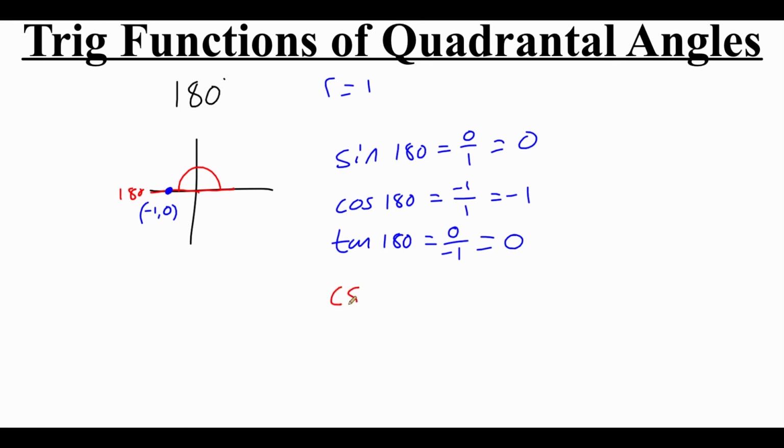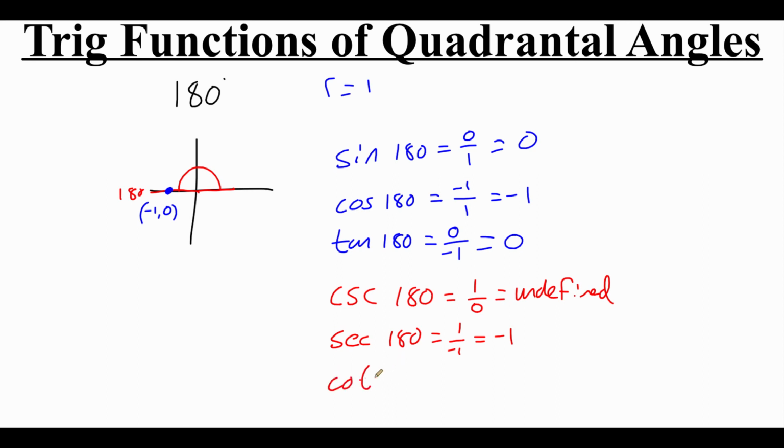Now, if I'm doing the cosecant of 180, cosecant is the reciprocal of the sine, so I'm going to get 1 over 0, but we can't have 1 over 0, so this is undefined. For the secant of 180 degrees, that's the reciprocal of the cosine, so we're going to get 1 over -1, so we get -1 as our secant value. And then for the cotangent of 180 degrees, that's the reciprocal of the tangent, so we're going to get -1 over 0, and we can't have -1 over 0, so this is undefined.